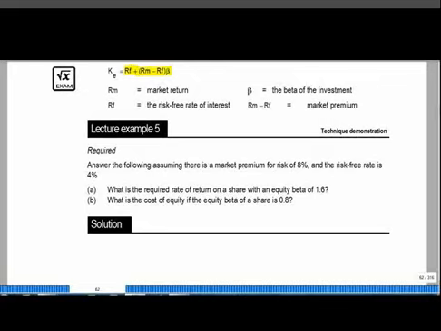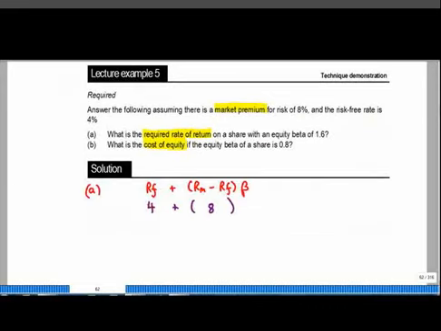So in lecture example 5, we've got the term market premium for risk. This is the difference between the return on the stock market and the risk-free return. So that's been given as 8%. And then in the requirements, we're asked to work out the required rate of return on a share and the cost of equity. And these are the same thing, just different terms for it. So in part A, we can put in the risk-free rate of 4, which is given, and we can put in the market premium, which is 8. The beta is 1.6. And equity beta is just the beta of a share. And we can put that in too.